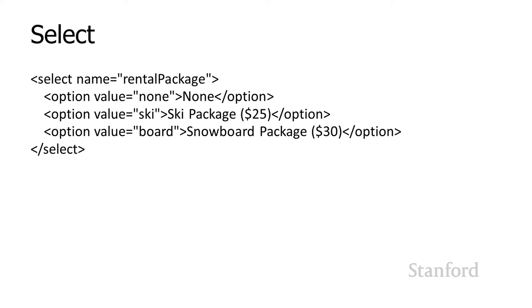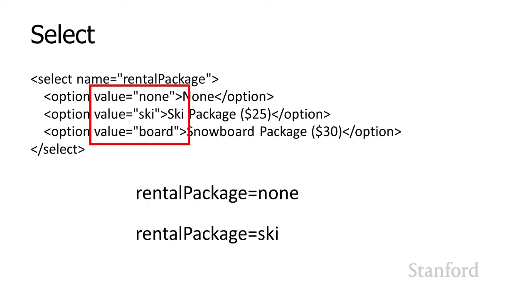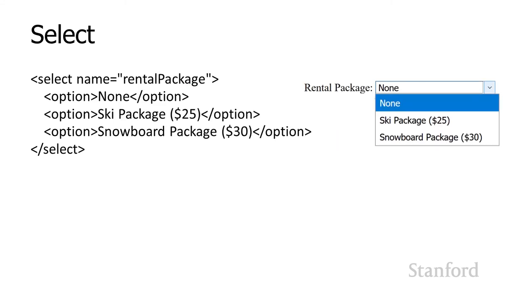And what we get set is like rental package none, same as before. But instead of ski plus package plus percent 2425, what would actually get sent is just rental package ski because I set value equal to ski. So you can see that that would be a lot easier to deal with.